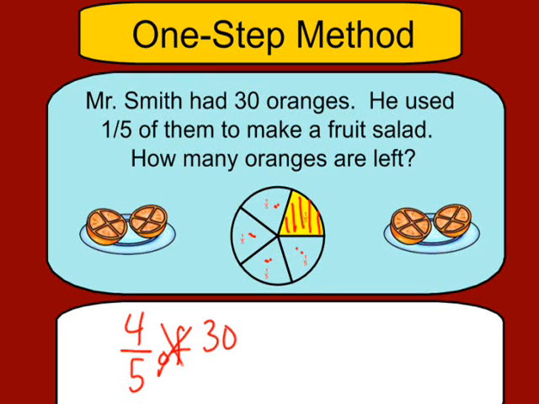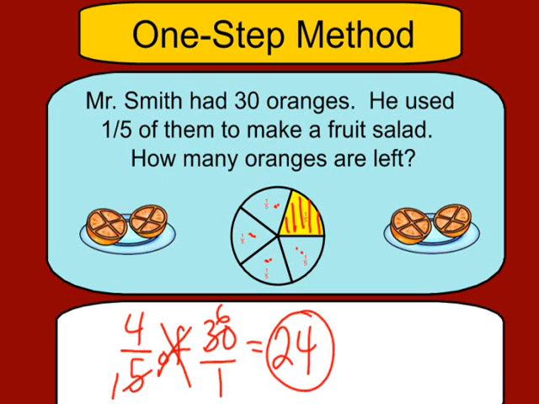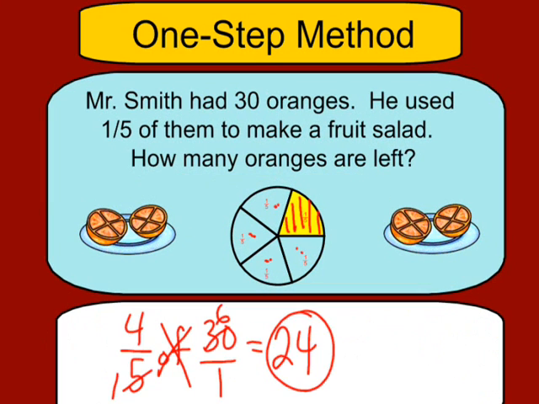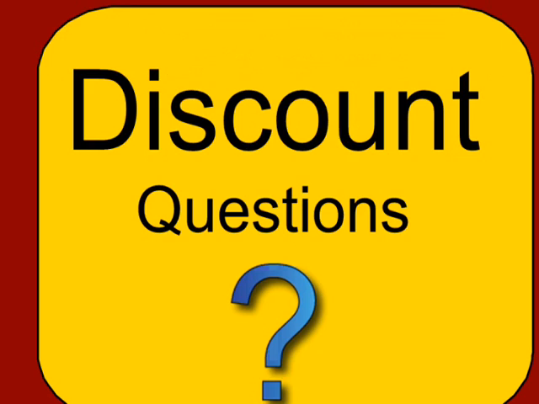Of means multiply. I'm going to make 30 improper. Again, I can cancel the 5 and the 30. There are 24 oranges left. So you can see I did that in one step. And back here, it took me 2 steps. And it really doesn't matter which method you use. It's whichever one you're most comfortable with.